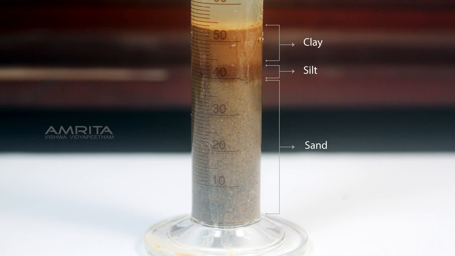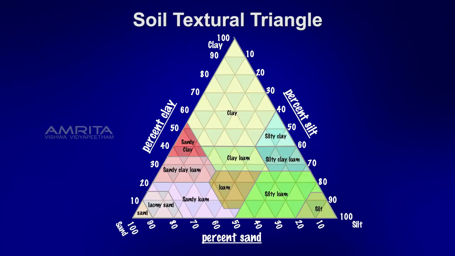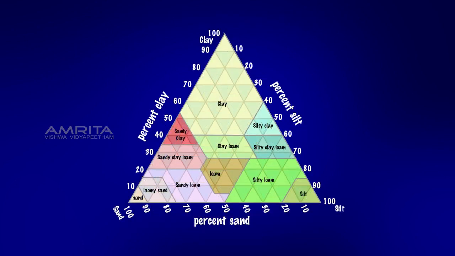The thickness of clay particles in measuring cylinder is 17%, silt particles is 9%, and sand particles is 74%. If we know the sand, silt and clay percentages of the soil, then the textural class can be identified from the textural triangle. Here, the sample soil has 17% clay, so draw a line corresponding to percent clay. Similarly, draw the lines for percent sand, that is 74%, and percent silt, that is 9%. The lines which intersect indicate the soil type we have. So, the sample soil type is sandy loam.